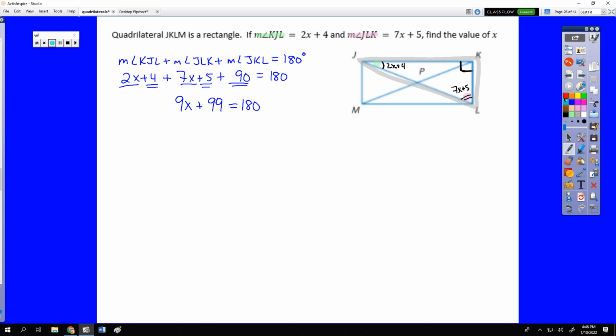Well, that's a two-step equation. We would start by subtracting 99 from each side of the equation, which would give us 9x equals 81. And then we would divide by 9 to get x by itself. Well, when we divide by 9, we get x equals 9. Our final step then is an SAT practice skill. We need to make sure we answered the question. The question was find the value of x. We did that. We are done.